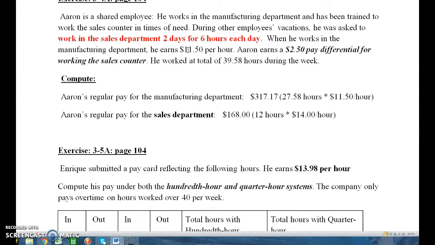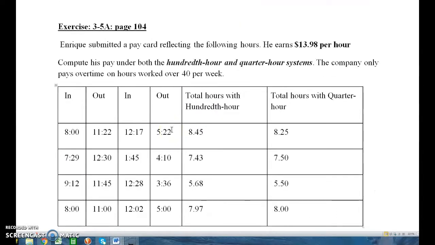The next exercise is 3-5. His pay card reflected the following hours, and he earned $13.98 per hour. Compute pay under both the 100th hour and the quarter hour systems, and the company only pays overtime on hours worked over 40 hours per week. If you look, he clocked in at 8 and he's out at 11:22, so it's 3 hours and 22 minutes. He clocked back in at 12:17, and he was out at 5:22.